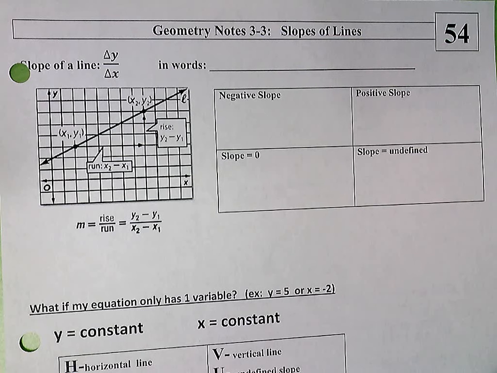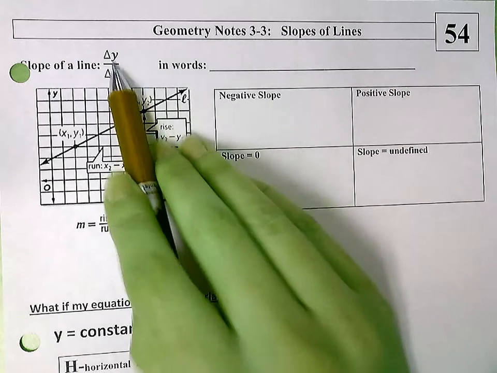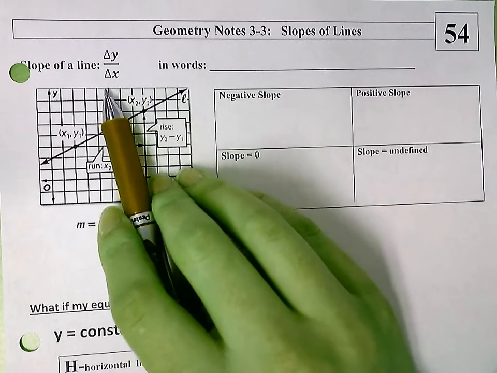We're looking at slopes of lines. Last year in algebra, you worked with slope. We have to review that so we can continue here. The slope of a line is the change in y over the change in x.